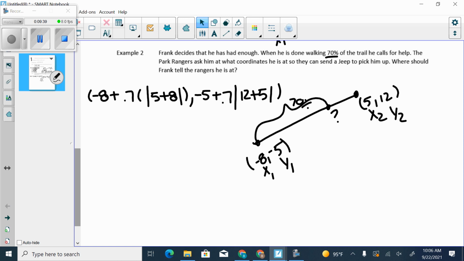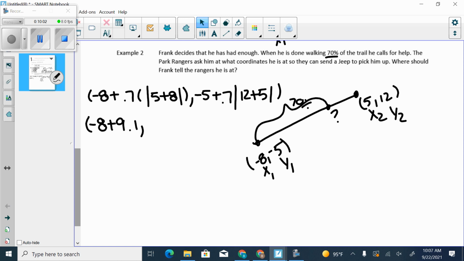So now we just need to simplify. So inside the absolute value first. So I've got 5 plus 8, which is 13, and then 13 times 0.7. And what do we get?